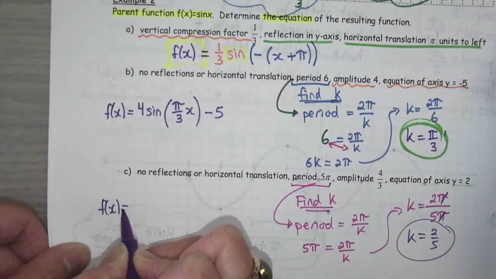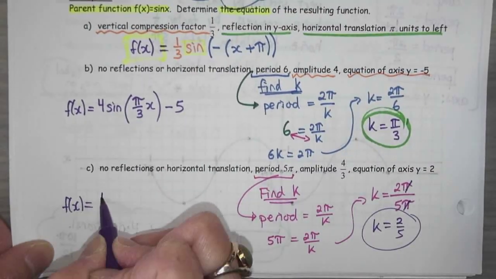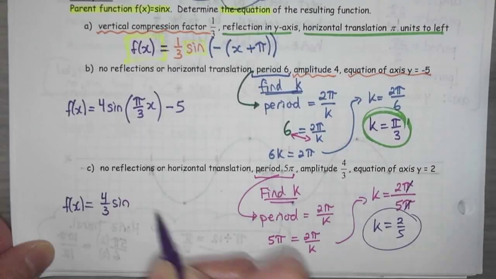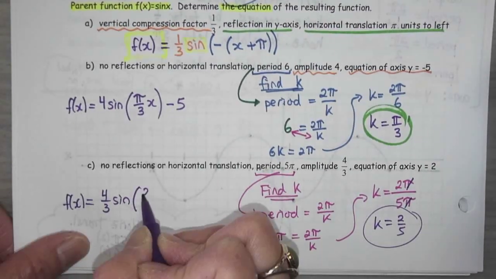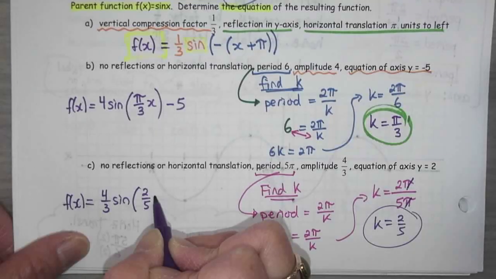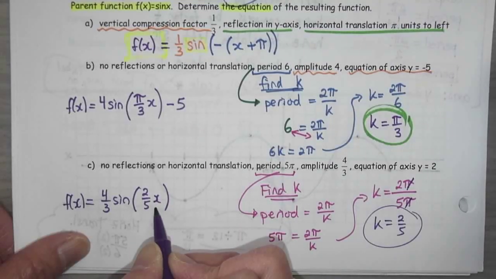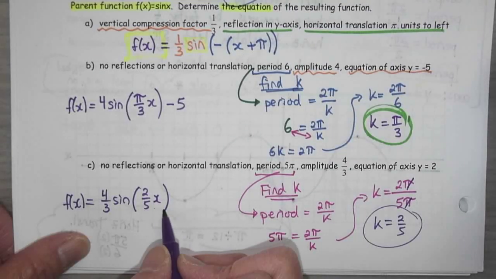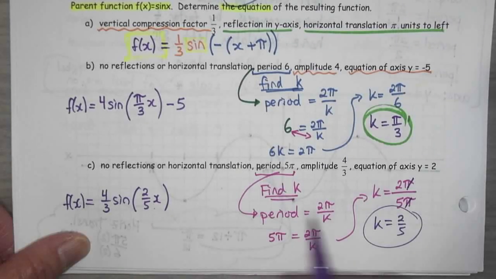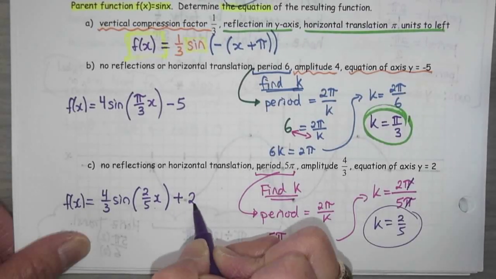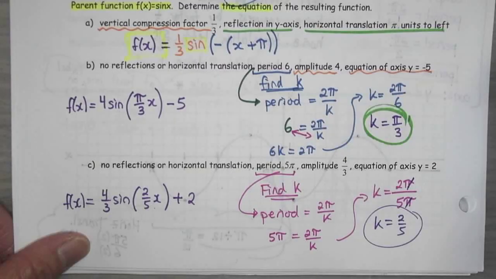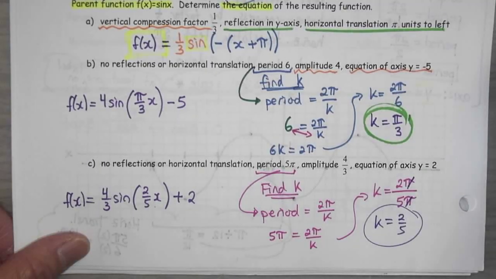So f of x equals, same thing. Amplitude is 4/3. Put your equation. K is 2/5. I don't need the double bracket. Do you see why? Because there's no translation. So don't need a double bracket, and the axis is 2. Good, good? All right, so then that's it.